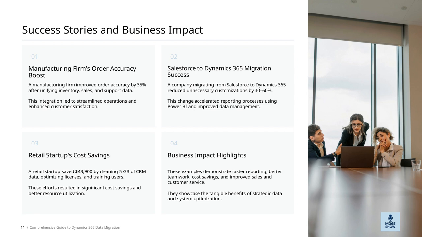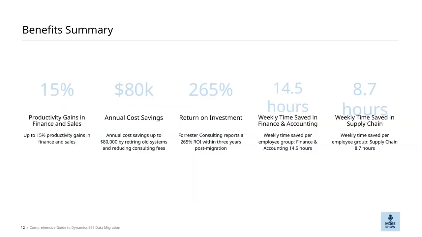These examples really highlight how strategic data and system optimization can deliver measurable benefits, whether it's cost savings, faster reporting, or better customer service. They serve as powerful proof of the value that a well-planned migration can bring to any organization. Now, let's take a look at some of the key benefits we can expect from this data migration.